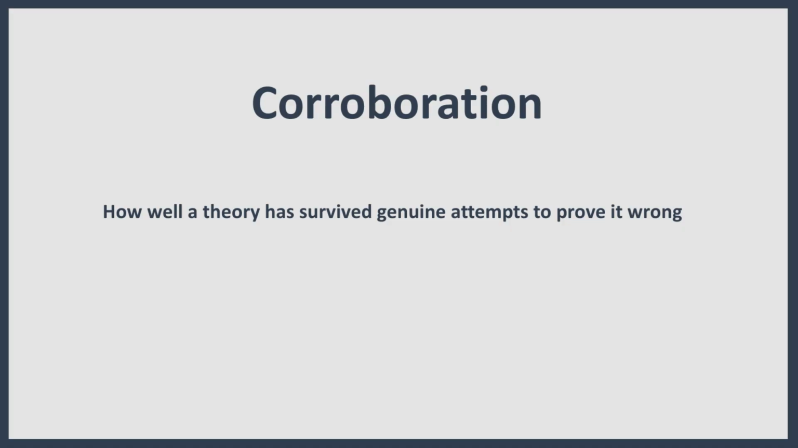Now, Popper introduces the concept of corroborability, the degree to which a theory has been corroborated. And what that means is how much a theory has survived what he calls severe tests, genuine attempts to prove the theory wrong. Because remember, we can't prove a theory true, but what we can do is we can try our best to prove it wrong. I'm going to end by giving an example of corroborability.